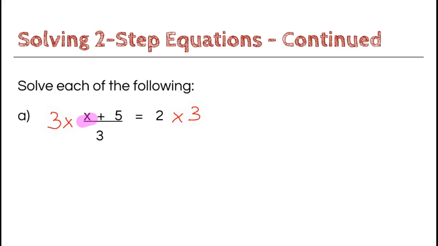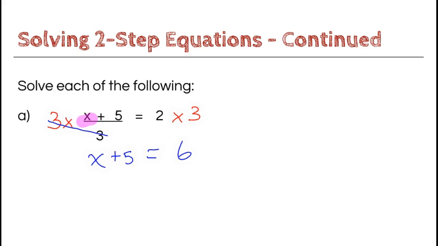So now by doing that, I'm able to cancel out my 3's. 3 divided by 3 will leave me with 1. And so now on the left-hand side, I'm left with just x plus 5. And on the right-hand side, I have 2 times 3, and that gives me 6. Now this question looks like something that you probably feel confident tackling, I hope.